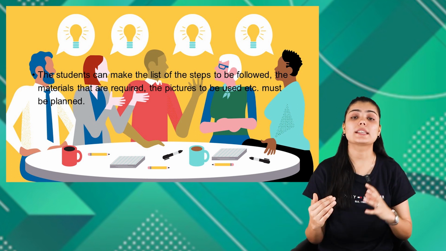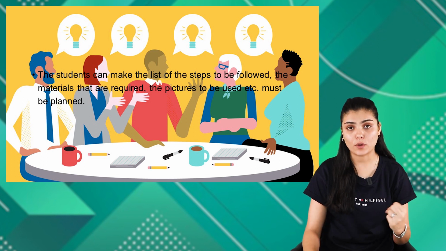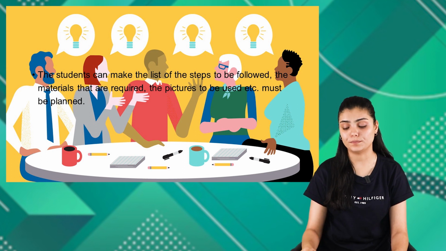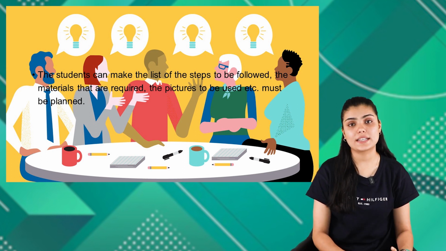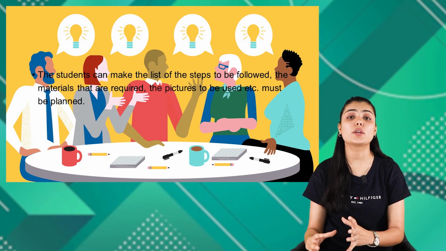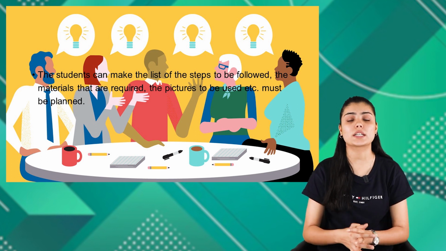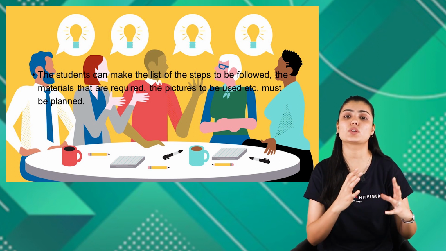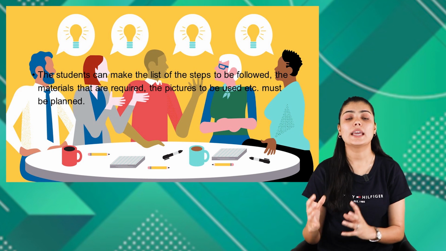What is to be done next after the first step is done? Alright, so they have to make a list of steps that they have to actually do. For example, all the materials that are required, the pictures that are to be used in the project, what you are going to display, the concept of your project, all of it must be listed out. It becomes easier for the students to plan a project in this way.